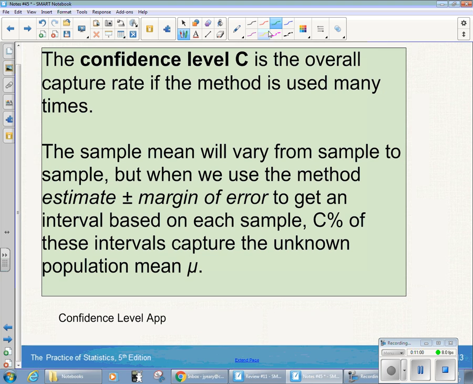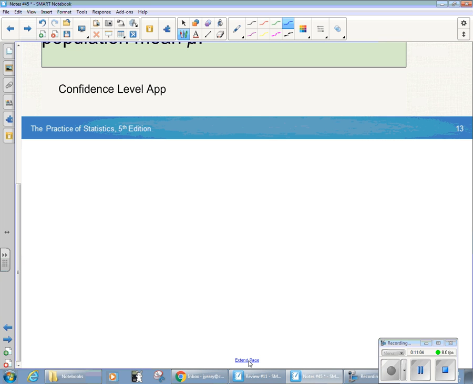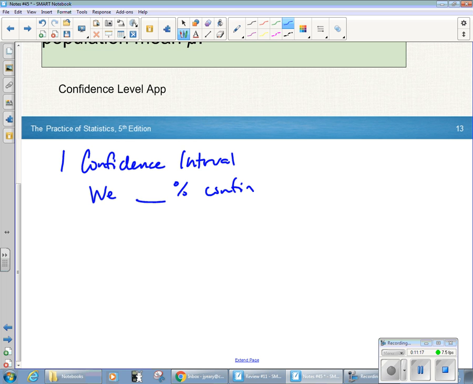So let me make a big difference here for you. When you are talking about one confidence interval, you are going to use the interpretation that we just talked about. We are blank % confident, and so on. You are talking about one specific interval, and within that interval, you are 90% or whatever % confident.